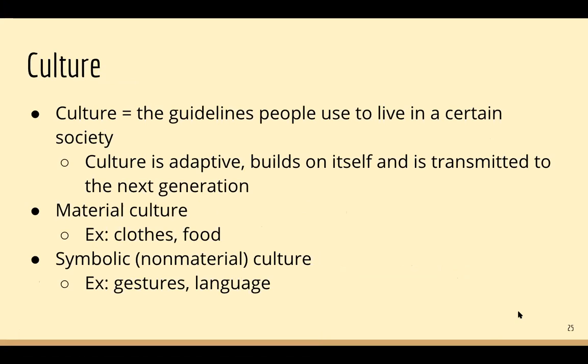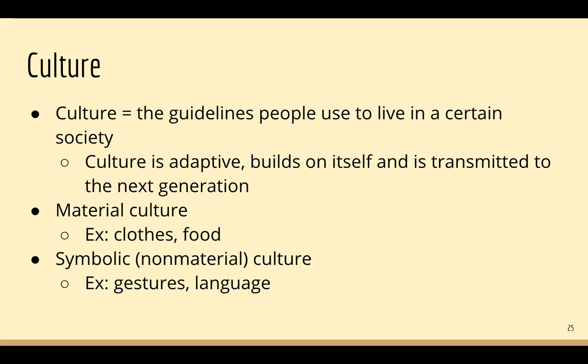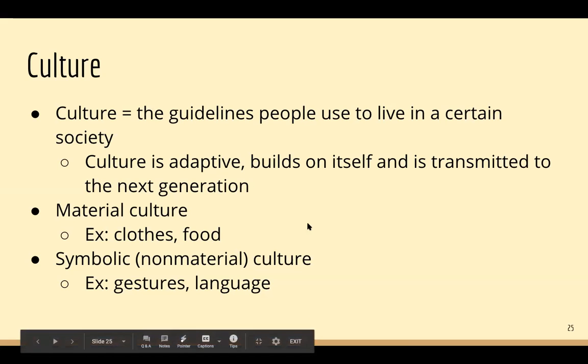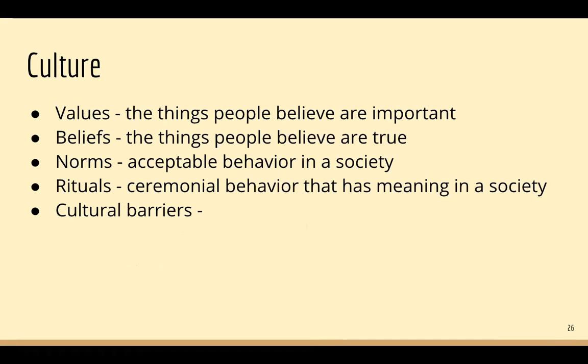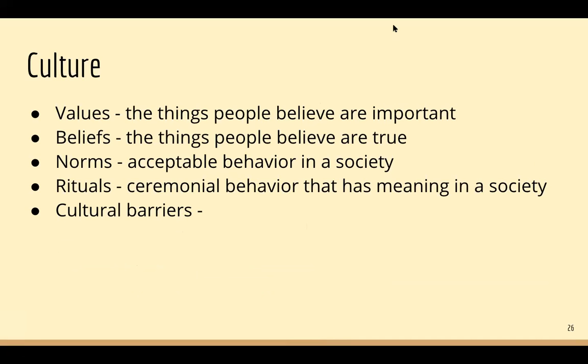Okay. Just a quick part on culture. So culture is again super hard to define in words, but it's the guidelines that people use to live in a certain society. It's adaptable, it builds on itself, and most importantly, it's transmitted to the next generation. And there's material culture, which is tangible things, and then symbolic culture. Not much to say on that. So again, a couple of terms to know, nothing too hard to memorize. Values, beliefs, norms, rituals, cultural barriers, which is talking about interactions between people of different cultures, like maybe referring to patients and doctors.